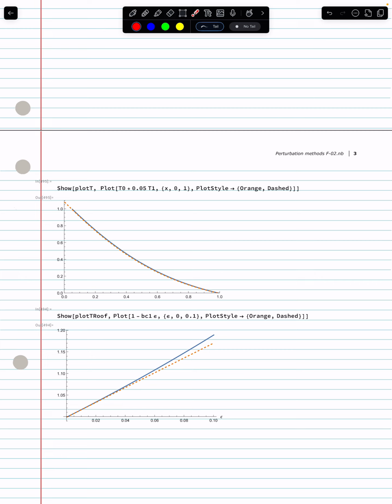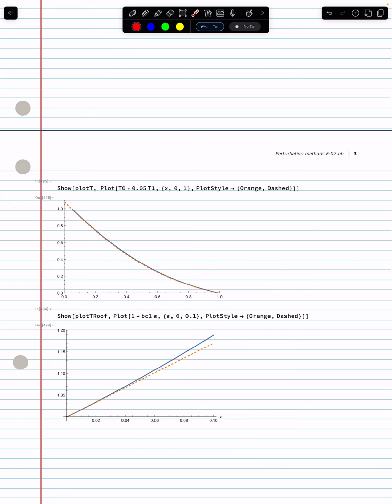And if you want to understand now this calibration procedure, that's something we can do quite easily. And just using 1 minus BC1 times epsilon, you see that we get here in dashed orange the prediction for the correction that is obtained with the perturbation method. And you see that it does a pretty decent job until values of epsilon, let's say probably 0.04, and then it depends, of course, on the accuracy you want to reach compared to the accuracy of the measurement.